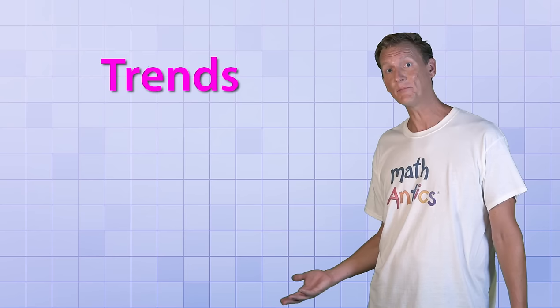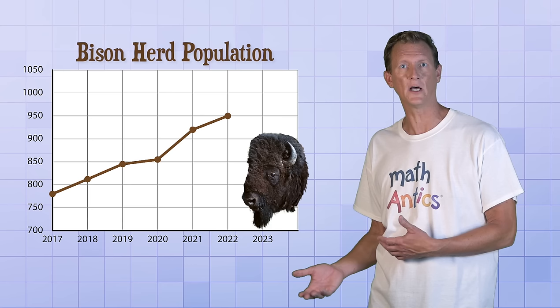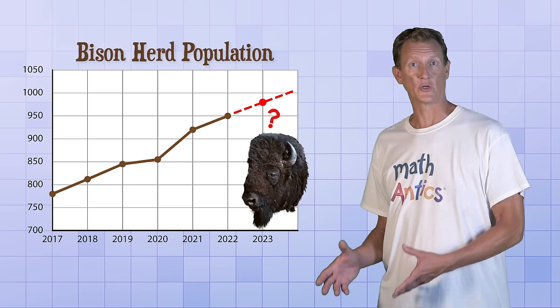For example, if you have a line graph showing how the population of a bison herd was changing over time, it might help you predict how many bison you'd expect to see the next year. So line graphs are great for displaying data in a way that lets you quickly identify trends.